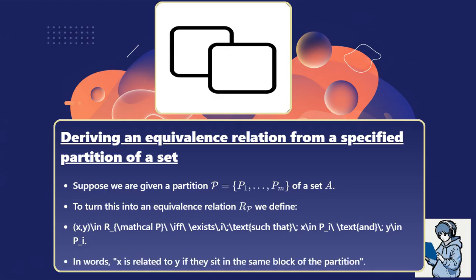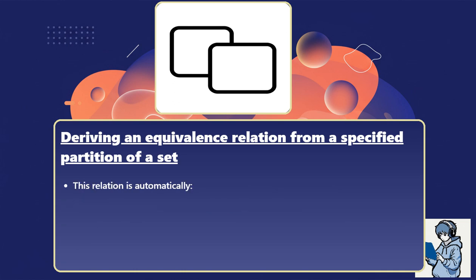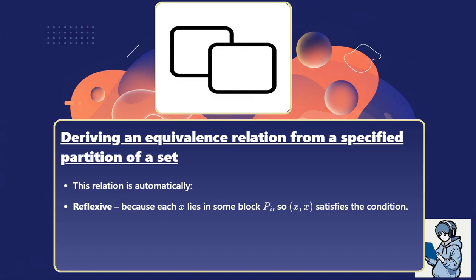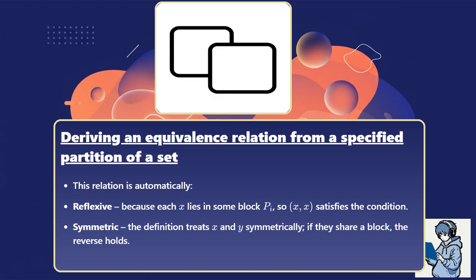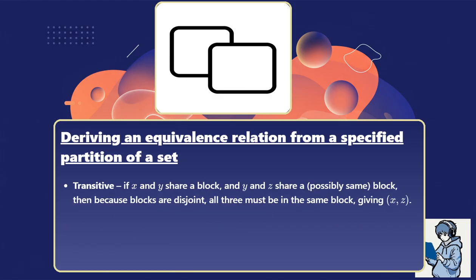In words, x is related to y if they sit in the same block of the partition. This relation is automatically reflexive because each x lies in some block P sub i, so (x, x) satisfies the condition. Symmetric: the definition treats x and y symmetrically. If they share a block, the reverse holds. Transitive: if x and y share a block and y and z share a possibly same block, then because blocks are disjoint, all three must be in the same block, giving (x, z). Thus, any partition gives a well-defined equivalence relation.